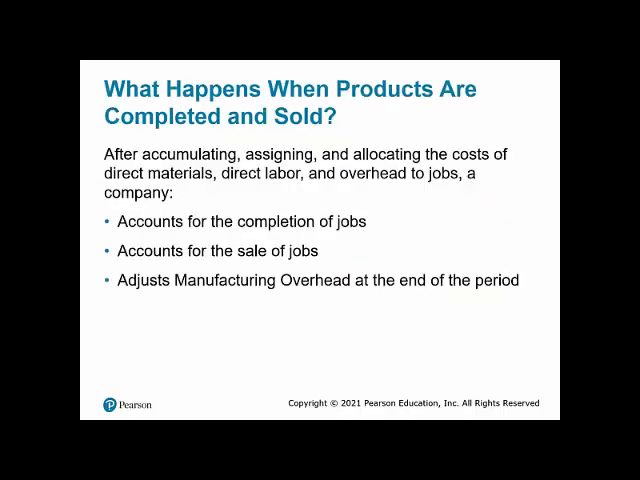During the year, Smart Touch Learning has been accumulating, assigning, and allocating the cost of direct materials, direct labor, and overhead to jobs. Now we're going to learn how to account for the completion and the sale of those jobs and how to adjust manufacturing overhead at the end of the period.